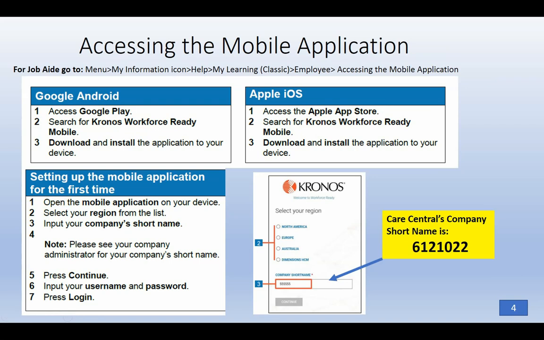Now, some people will be going in through a phone and they will download the mobile application. It looks different from the URL. It is more of a vertical view, up and down. If you have an Android phone or an Apple, you will be asked to select your region, which is, of course, North America. And you will be asked to enter a company short name. Care Central's company short name is 6121022.